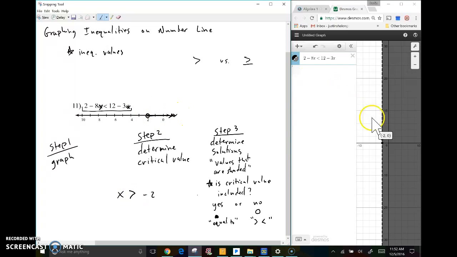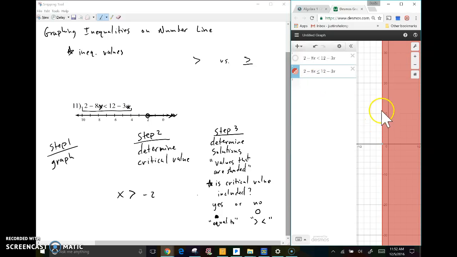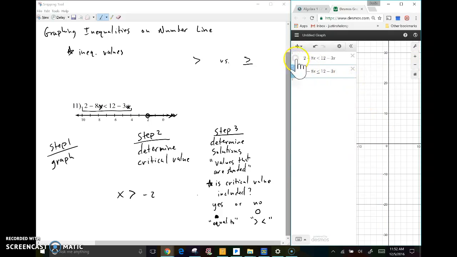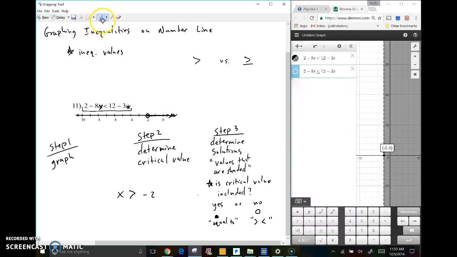You can see that the graph is the same over here. We've got the values at -2 and then all the values to the right. Now let's put this in again and see what it looks like if it was equal to. So if I put an equal to, now you can see that there's the equal to sign. So what's the difference on the graph? Well, you can see here that this line at -2 is solid, versus when it's not an equal to, it's a dashed line. So that's another way of being able to determine that. So again, just put it in red. Our critical value is -2, and our solutions are everything that's greater than -2, but not including -2 itself.